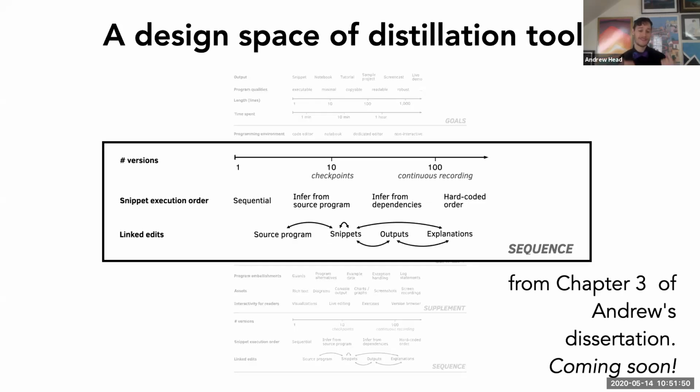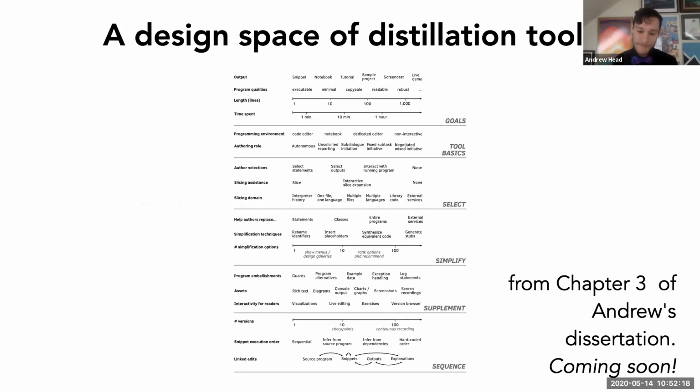This is a portion of the design space where the purpose of the design space is to plot out all of the different ways in which distillation tools can provide capabilities for distilling programs. For helping authors sequence programs, for instance, they can help an author make anywhere from 1 to hundreds or thousands of versions of the same program. And they can support linked editing between source programs, snippets, outputs, and maybe even someday explanations.